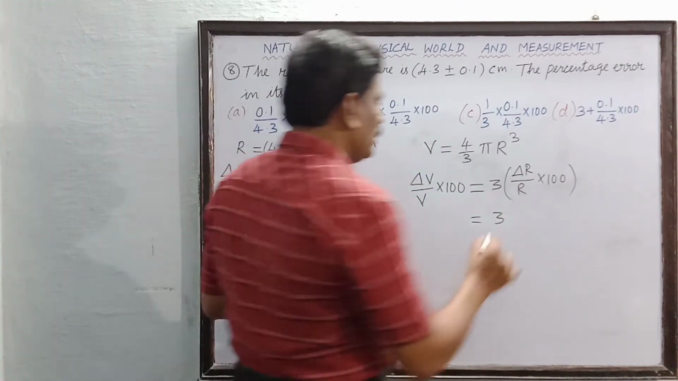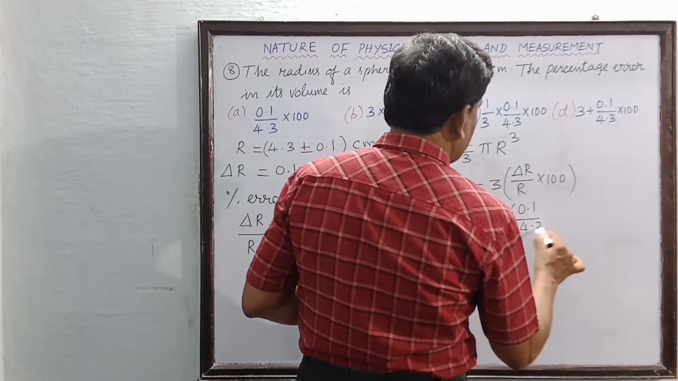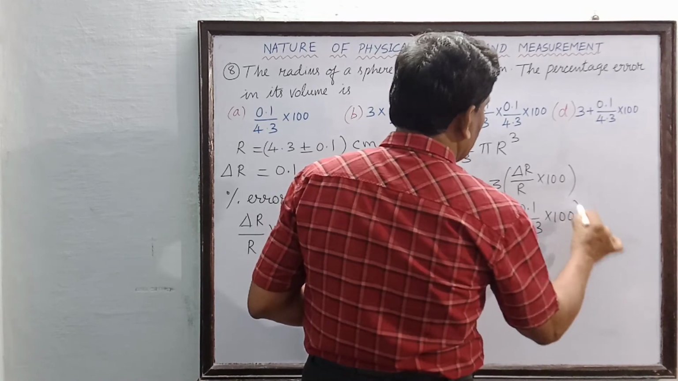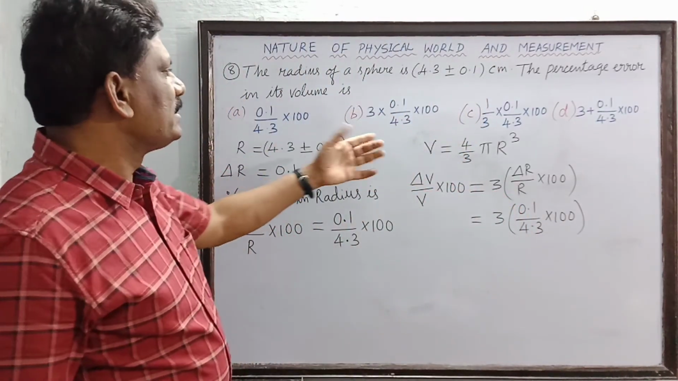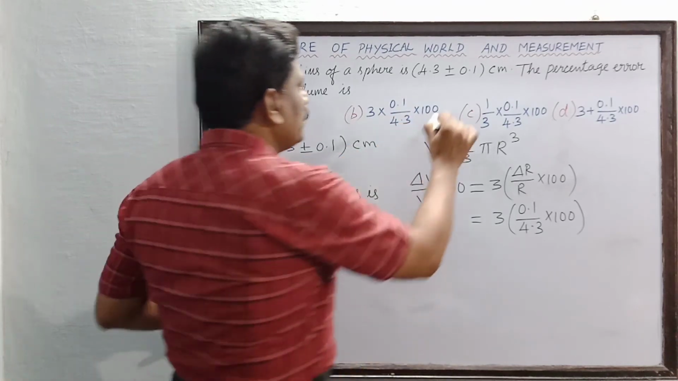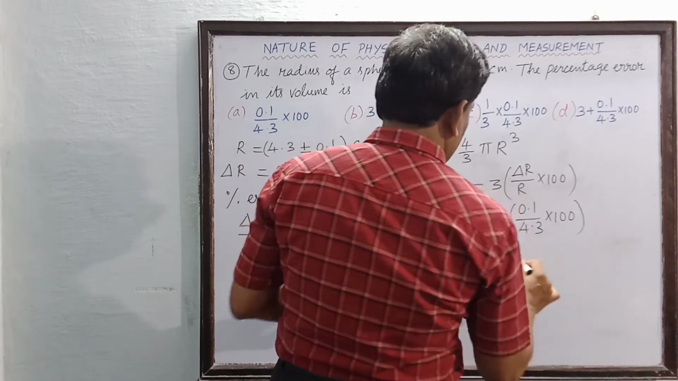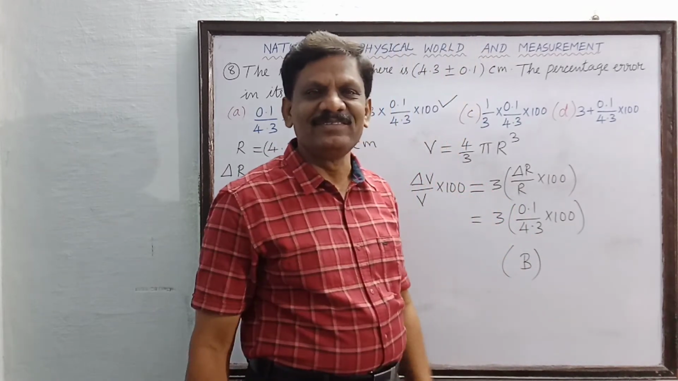So this is equal to 3 times delta R by R into 100, which is already written here. So 3 into 0.1 divided by 4.3 into 100. So this is the answer. So the options you see here, 3 into 0.1 by 4.3 into 100. So the correct option is what? B. Have you understood? Okay.